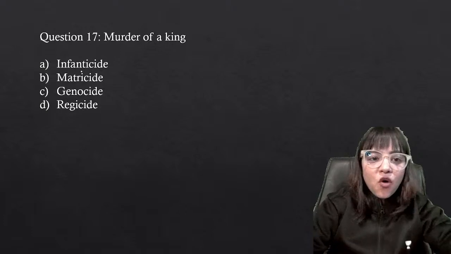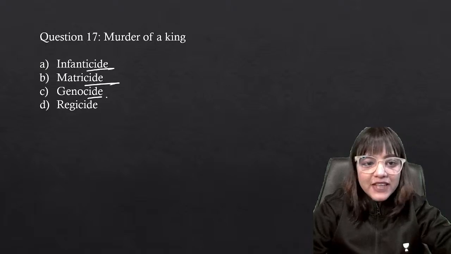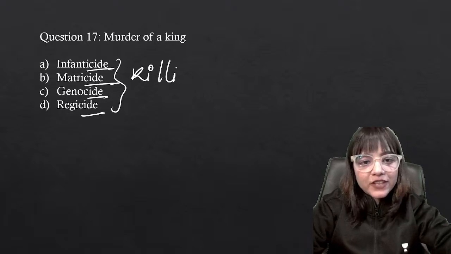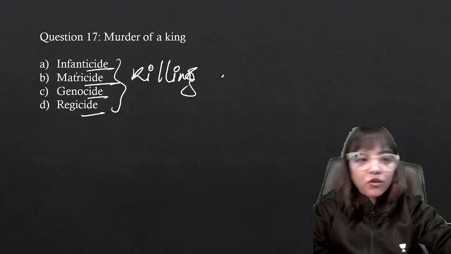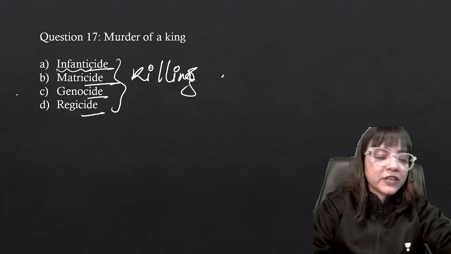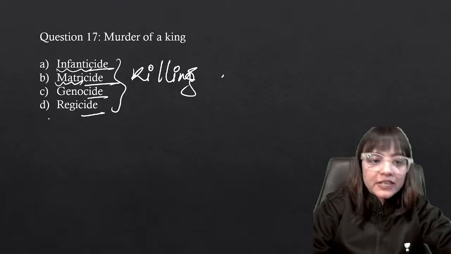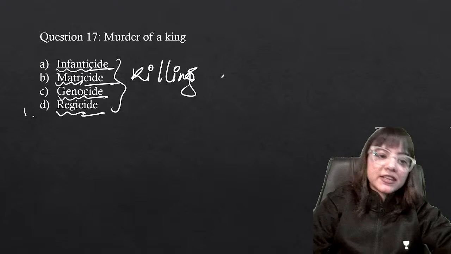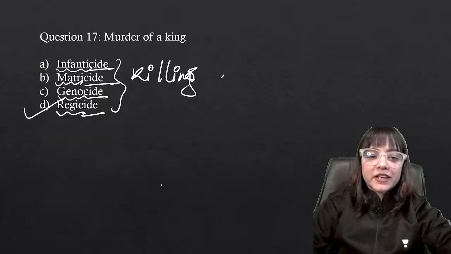Yes, देखो, all these are side, okay? All these suffixes are related to killing. So who are we killing in all these words? Infanticide is killing of the infant, matricide is killing of the mother, genocide is mass killing, and regicide is killing of the king, okay? So D will be the correct answer for this one.